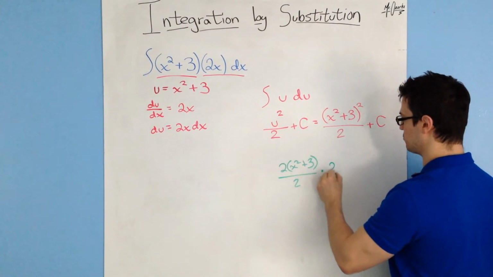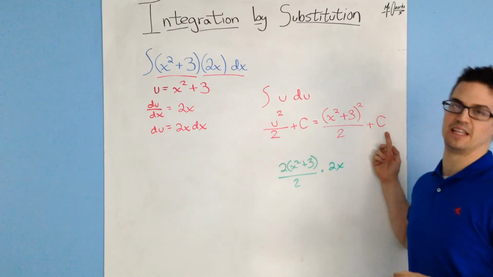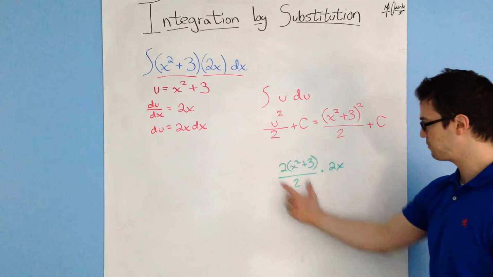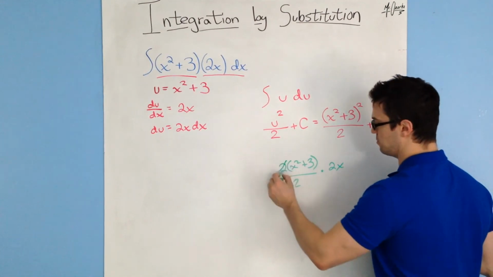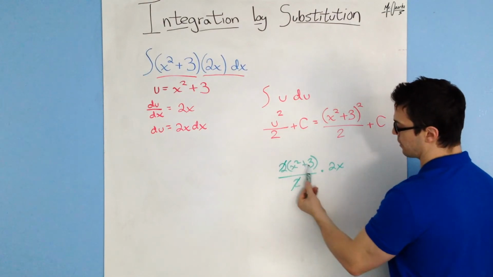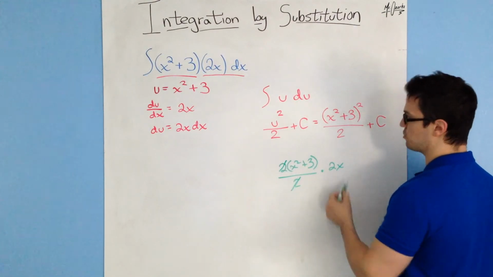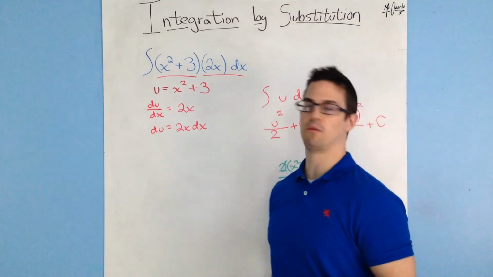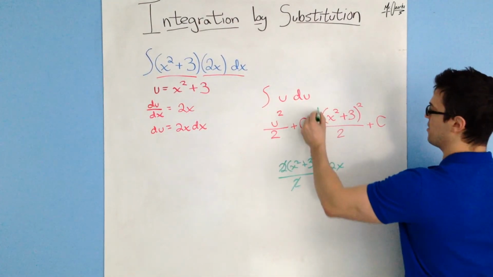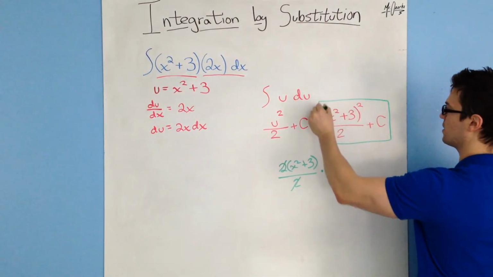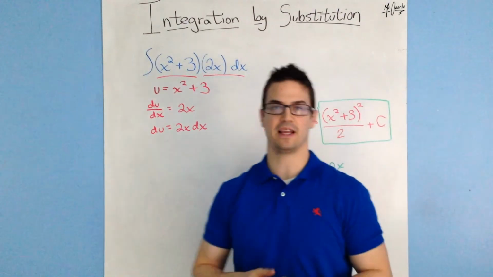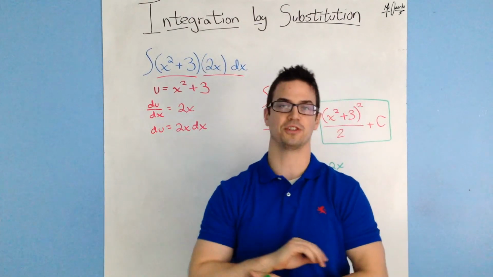the derivative of the inside function, which would be 2x. The derivative of c, since it's a constant, goes away. So you're left with something that looks like this. Well, these 2's cancel, and you're left with (x squared plus 3) times 2x. Well, if you look up here, that's exactly what we started with. So we know that this right here is the correct answer for finding the antiderivative of this function up here.